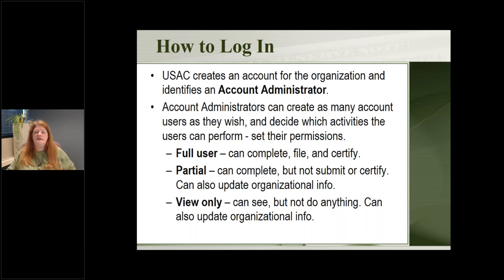Now, you log in to the website link that I gave you before, and USAC will create an account for your organization, that's your library, and one person designated as an account administrator, the one person in charge of everything in your account. If you've previously applied for E-rate, this would be the person who had done your forms in the past. You're automatically set up with an account. If you have never done E-rate before and you're brand new, you will contact USAC. There's an 800 number they give you to call them, and they will then set you up as an account administrator for your library, and your library's account will get set up.